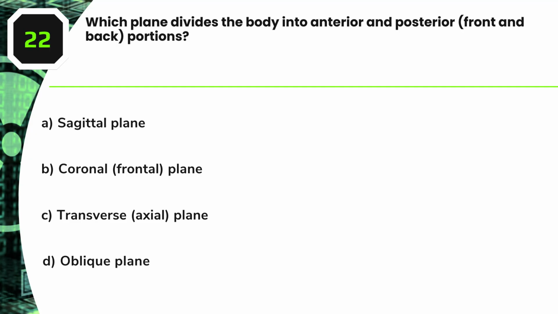Question 22. Which plane divides the body into anterior and posterior, front and back, portions? A. Sagittal plane. B. Coronal, frontal, plane. C. Transverse, axial, plane. D. Oblique plane.